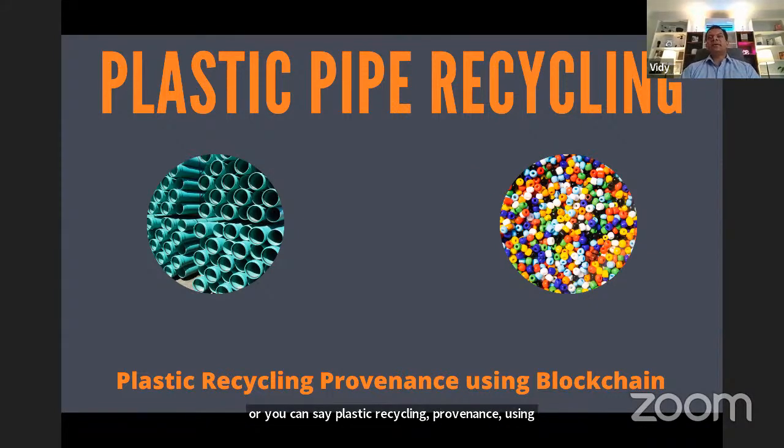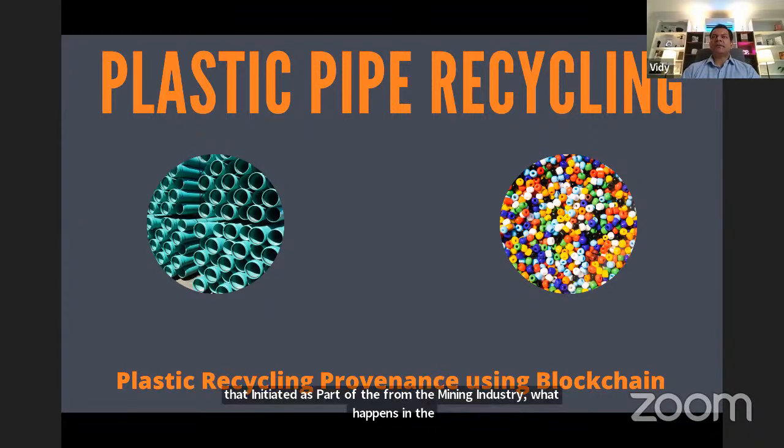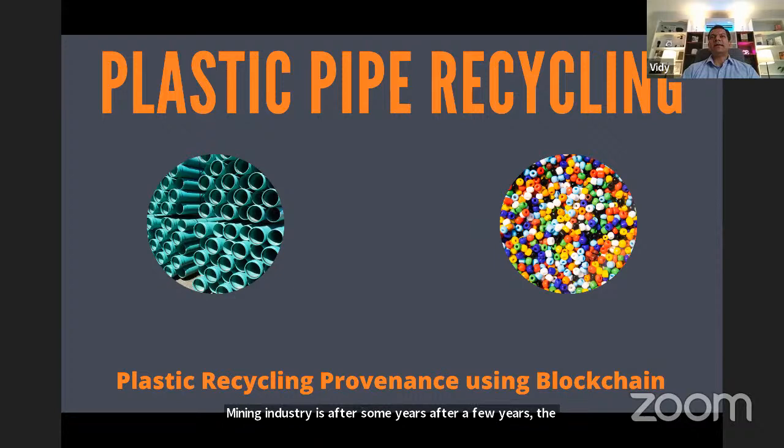So plastic pipe recycling was a project that initiated from the mining industry. What happens in the mining industry is after a few years, the water pipes that are used on the mining sites get decommissioned, which means they have to be removed and new pipes have to be used as per the regulation. So here, to maintain a complete end-to-end or closed loop supply chain, we had to build a blockchain solution.